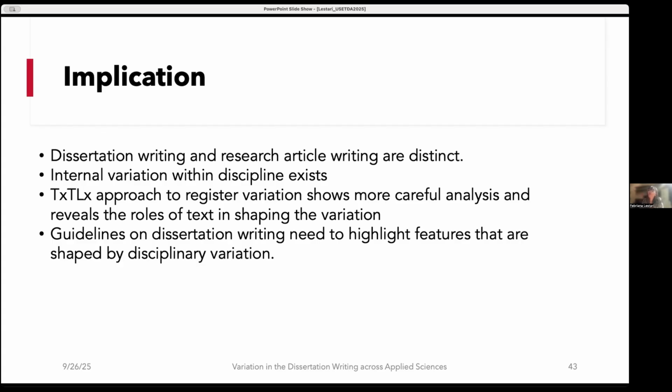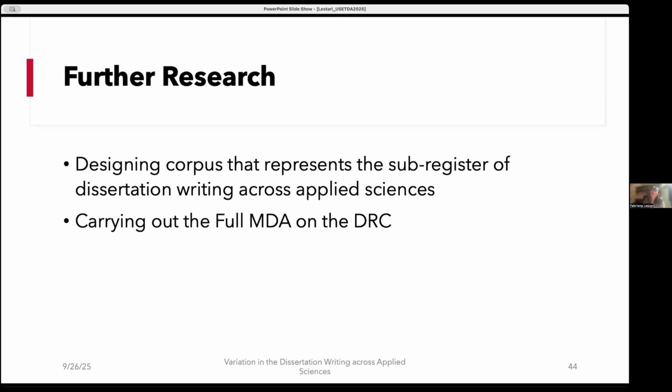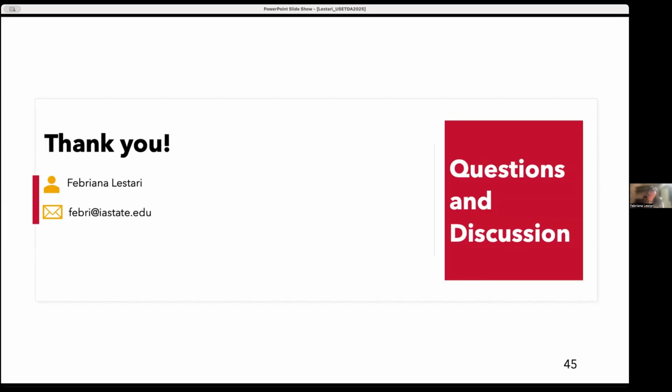My research also implies that the guidelines on dissertation writing need to highlight features that are shaped by disciplinary variation. So for the research, I'm going to continue designing my corpus that represents the subregisters of dissertation writing across applied sciences, and I will carry out the full MDA on my corpus instead of the additive MDA. So that's all my presentation today. Thank you. I welcome any questions, suggestions and feedback.